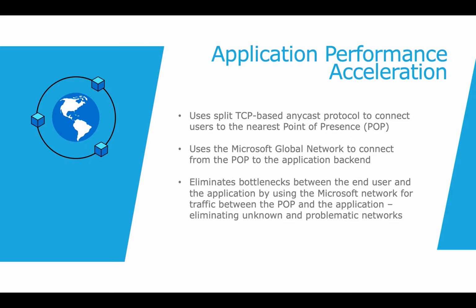If we think about the traditional scenario, a user would access the application directly over the public internet. In this case, using application performance acceleration, the user connects from their location to the nearest Microsoft point of presence and then over the Microsoft Global Network. So it takes a large portion of the public internet out of the equation and thus improves the performance.